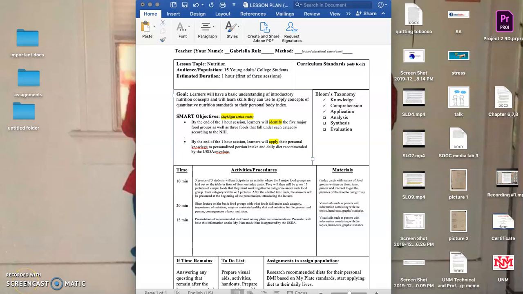I'll be presenting today on the topic of nutrition, and my population will be 15 young adults ages 18 to 25, most likely college students, and it's going to be the first of 3 sessions of 1 hour length. My method today is going to be a lecture and an educational game. My goal is that my students have a basic understanding of introductory nutrition concepts and will learn skills they can use to apply the concepts of quantitative nutrition standards to their personal body index.